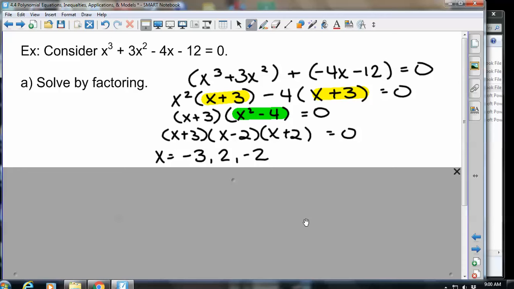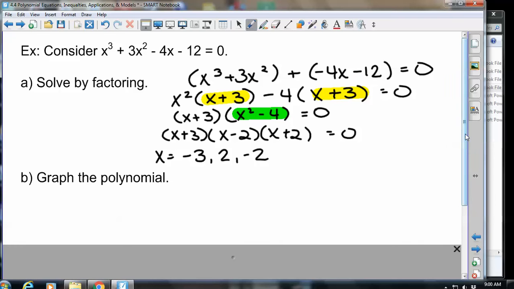So if this is an option, it's faster. Does grouping always work? No. Only if, after you make your groups, you get 2 identical parentheses. So grouping isn't always going to work, but it does sometimes.